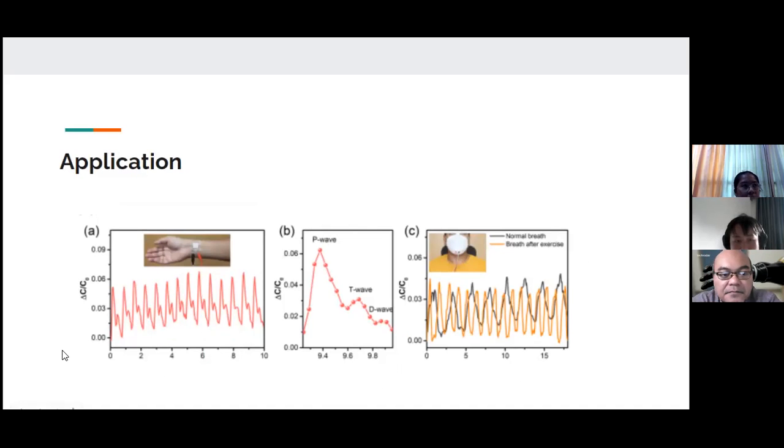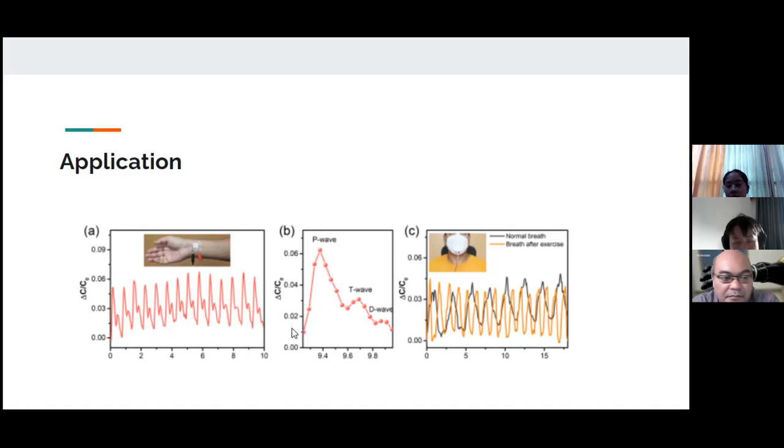As for the application, I took 2 examples. Actually, there are other examples, but it's too many. So the first one is to measure the pulse. The sensor is put on the wrist. Why on the wrist? Because it's where we can feel our pulse, and that is the result. When we zoom in on the signal output, we could clearly see the P wave, T wave, and D wave, which correspond to the percussion, the tidal and diastolic response. So by seeing this signal, we could comprehend whether there are diseases or not.